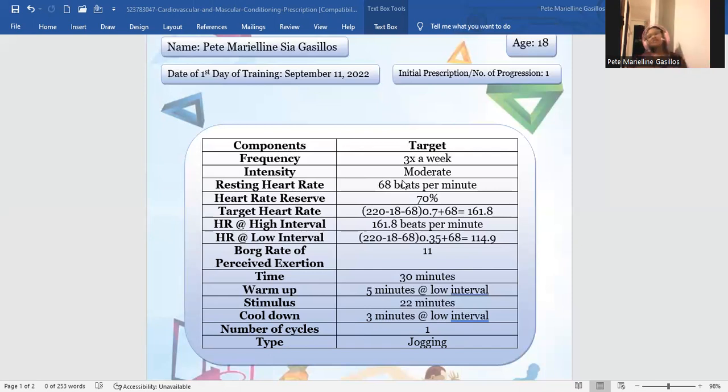For my resting heart rate, I calculated it after I woke up, since I'm at rest at that time. I put two fingers on my neck and timed myself for 60 seconds, and I counted every beat. I'm sorry, every beats per minute. So I have 68 beats per minute.